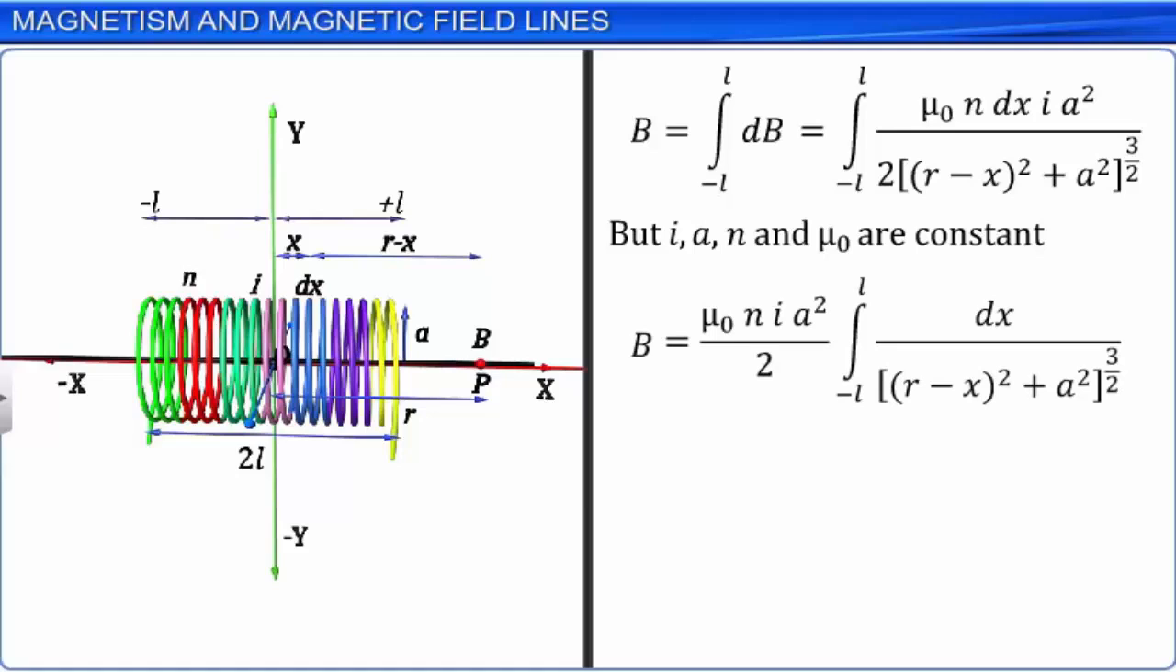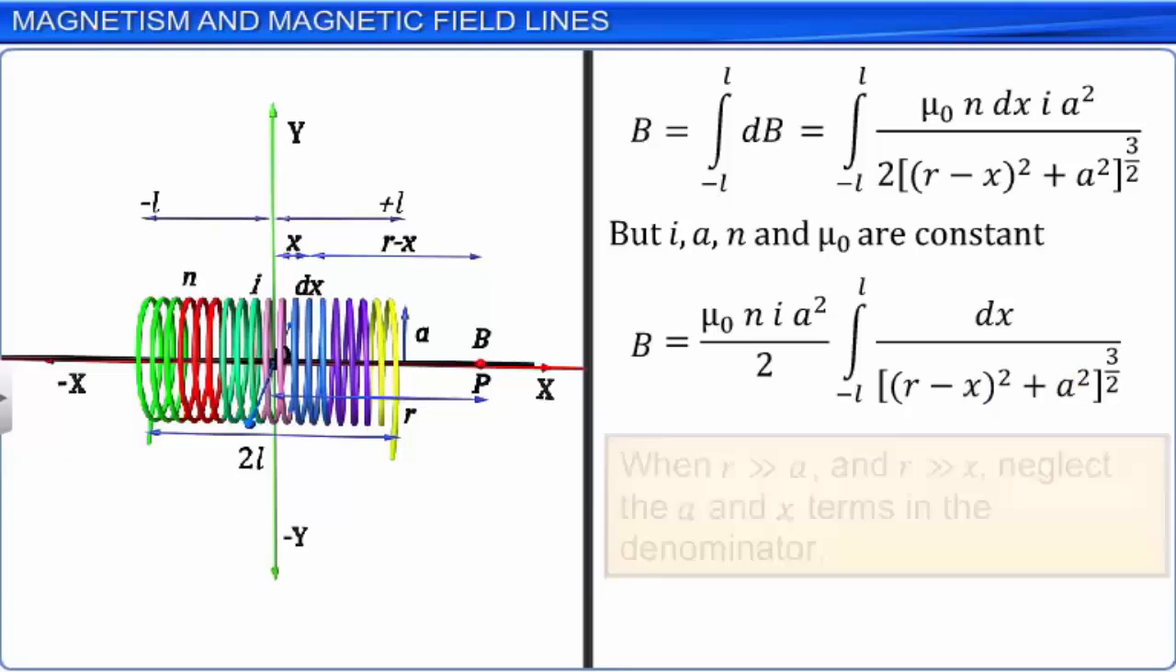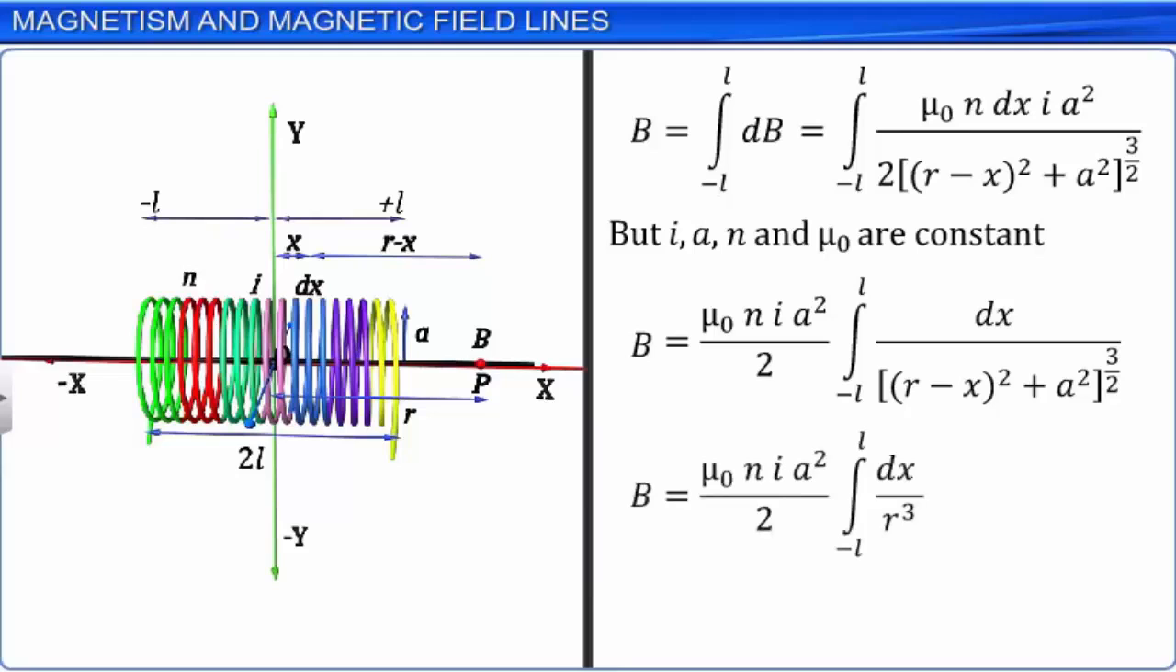When we consider the point on the axis of the solenoid at a large distance, R is much greater than A and R is much greater than x. Hence, we neglect the terms A and x in the denominator of the expression for B. Then, B is equal to μ0 n I A square by 2 into integral -L to L dx by R cube. But the distance of the point P from the origin, R, is constant. Thus, B is equal to μ0 n I A square by 2R cube into integral -L to L dx.